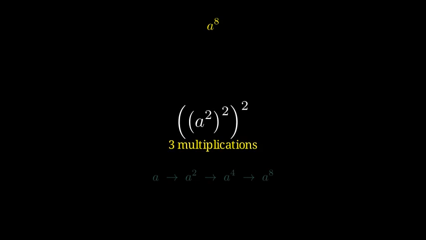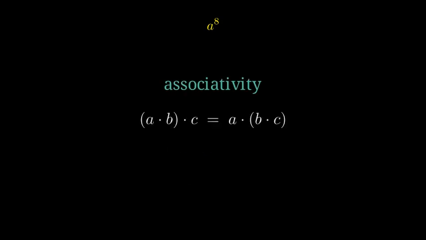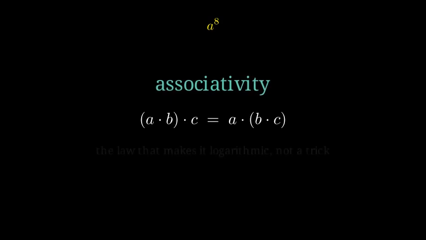Square it to get a squared. Square that to get a raised to the 4th. Square once more for a raised to the 8th. 3 multiplications instead of 7. And we are always allowed to regroup the product like that. That is exactly the one law we lean on, associativity. A times B, then times C equals A times the product of B and C. We may regroup a product without changing it.